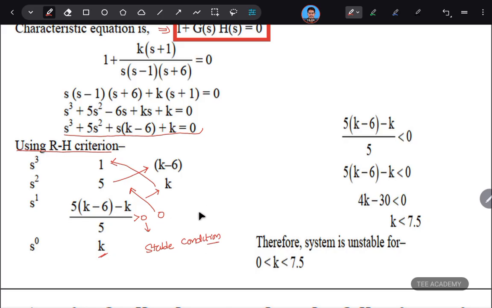If I take it less than 0, that means this condition is for unstable. Understand here, I am taking less than 0, not a positive value. So again simplifying this, you will get k is less than 7.5. Therefore the system is unstable for 0 less than k less than 7.5. If it is stable, k should be greater than 7.5 is the answer.